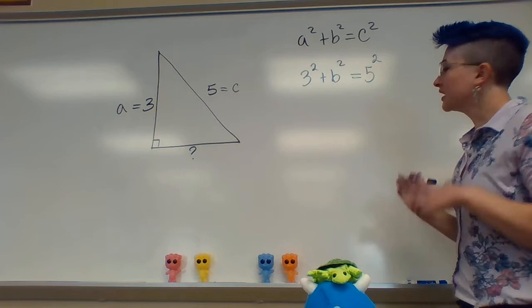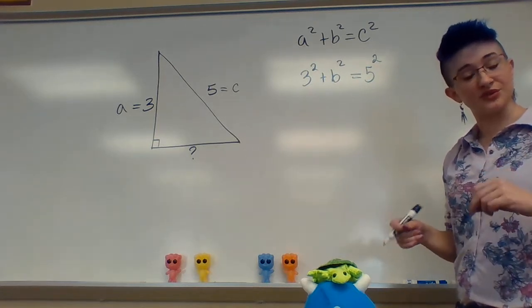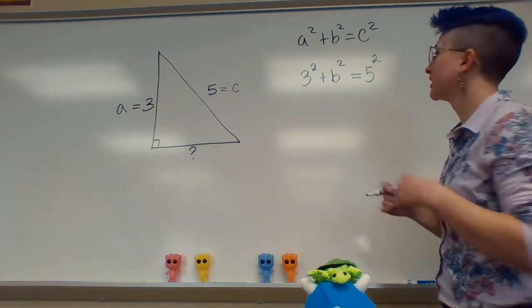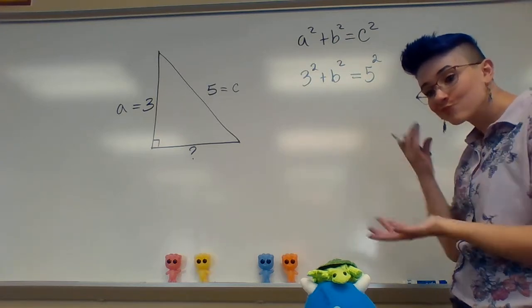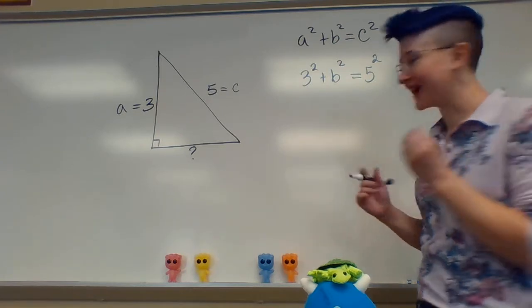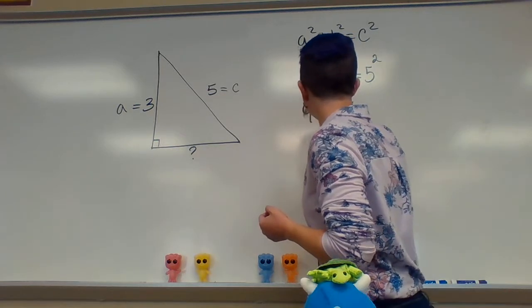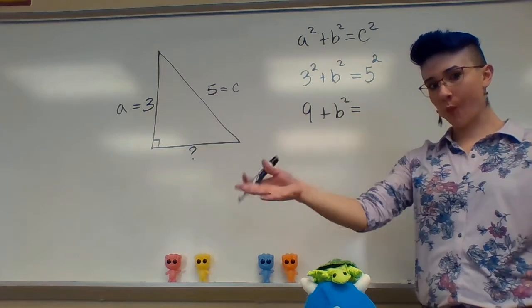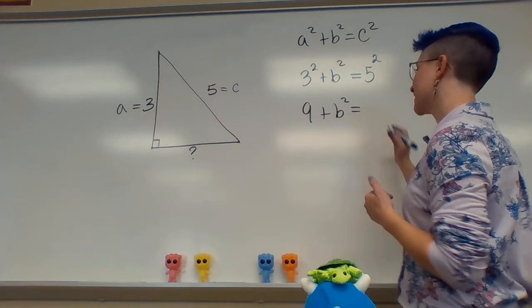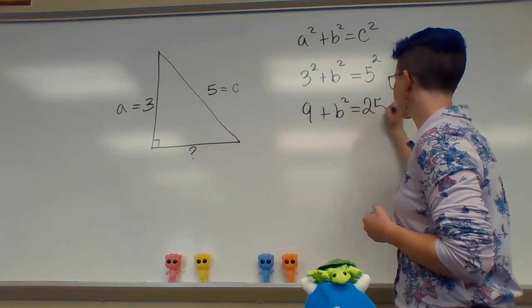Okay. Now, what we're going to do is the squares. So, 3 squared is 9, for anybody wondering. 5 squared is 25, not 10. Don't do 10, please don't.